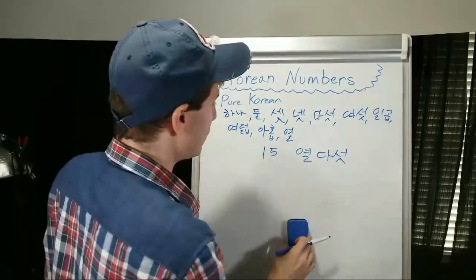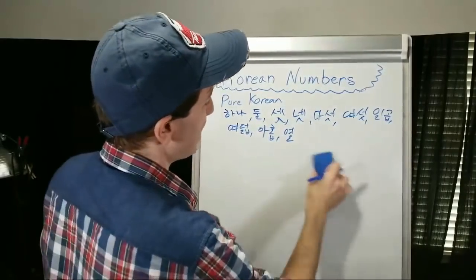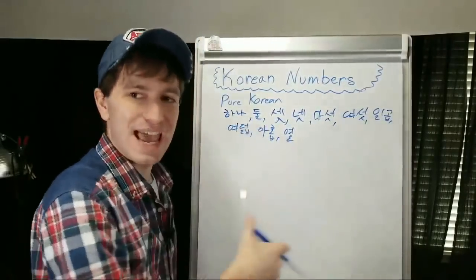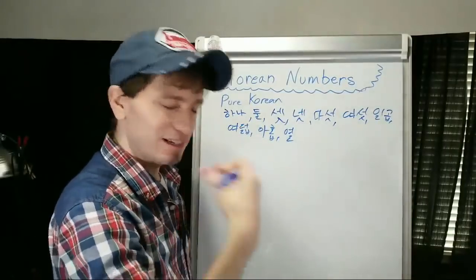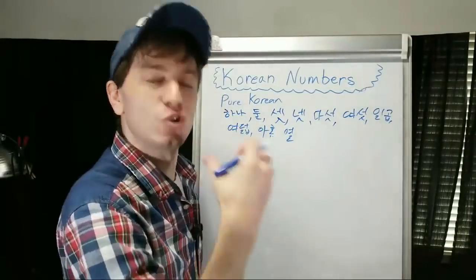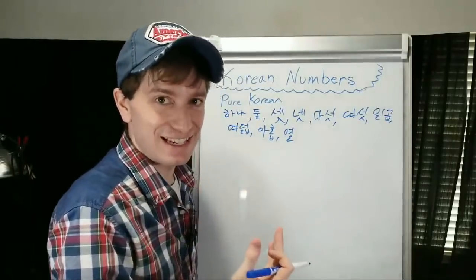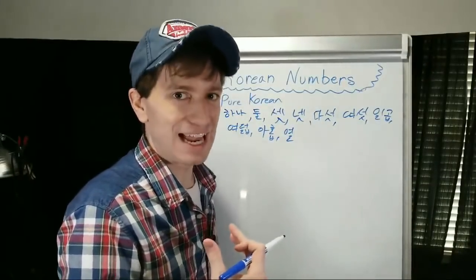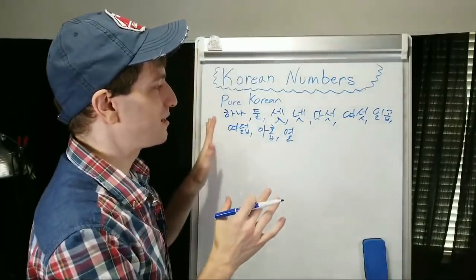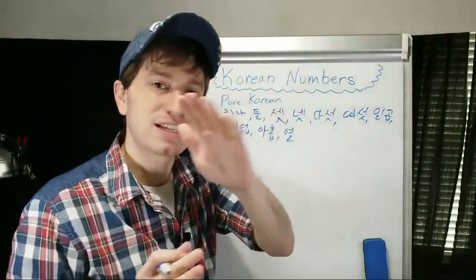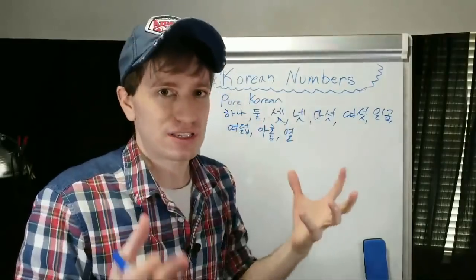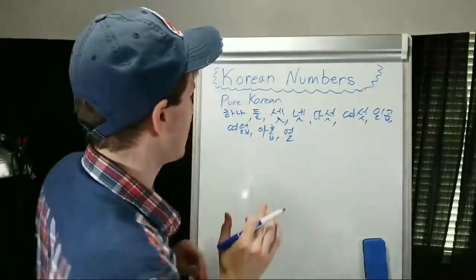If you want to say the number 15, it's just 10, 5, 열 다섯. So here's where pure Korean differs from Sino-Korean. Where Sino-Korean you go 10, 100, 1000, pure Korean you go 10, 20, 30, 40, 50. You go every 10 all the way up to 99. You only need to know 1 to 10 and then 20, 30, 40, 60, 70, 80, 90 at the most, even if you want to know every single pure Korean number.